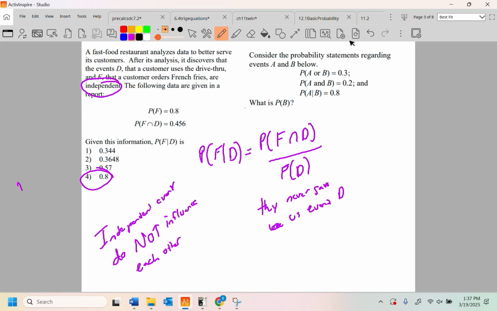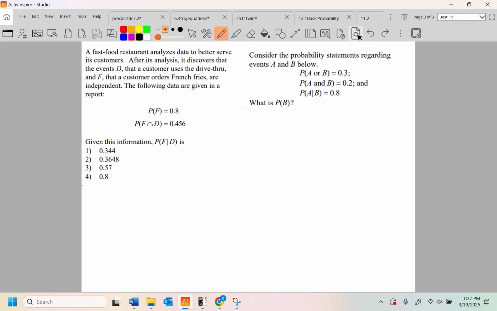All right, next one up on this page. Consider the probability statements regarding events A and B below. The probability of event A or B is 3/10. The probability of A and B is 2/10. The probability of A given B is 8/10. What is the probability of event B? They have given us too much information, but they gave us these two right here, which is awesome.